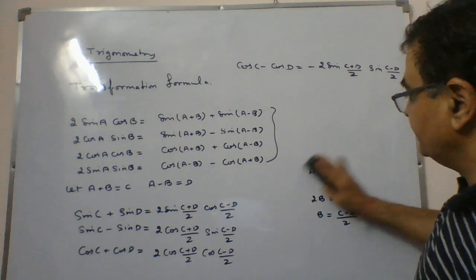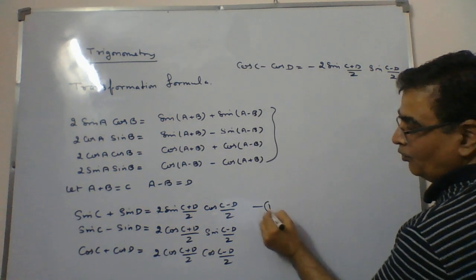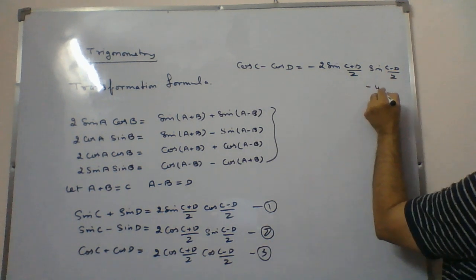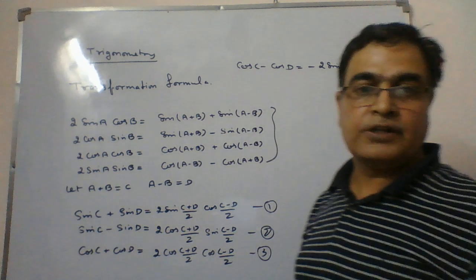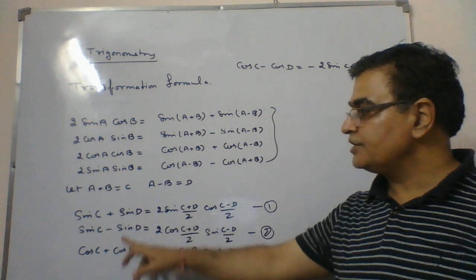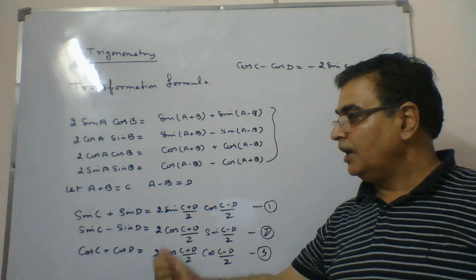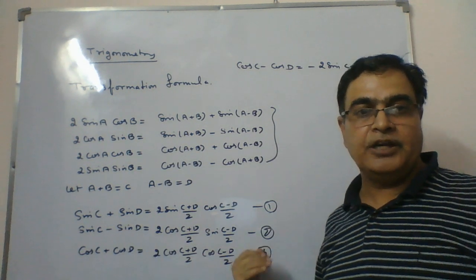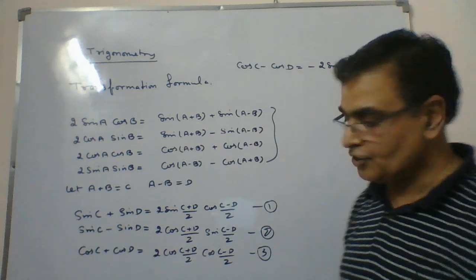So these are the four results we have. This is formula number 1, this is formula number 2, this is formula number 3, and this is formula number 4. These are the four results we have done today. These four already we have done. Now we are just converting these results, written in another way, where addition and the difference will be given. We have converted this in multiplication.